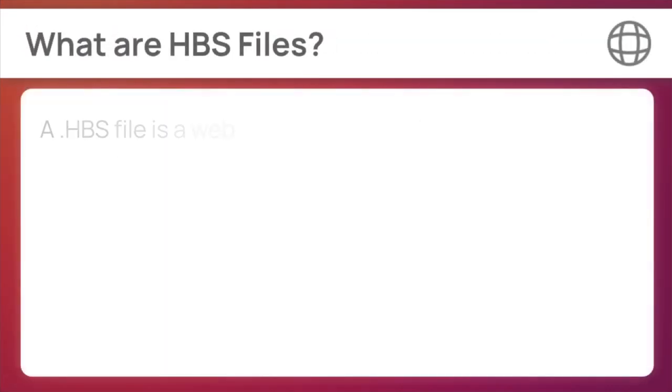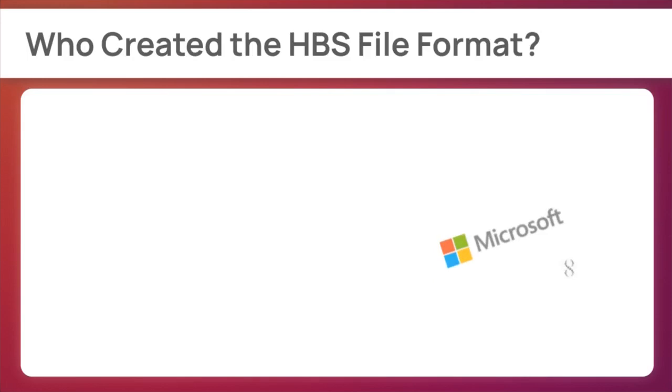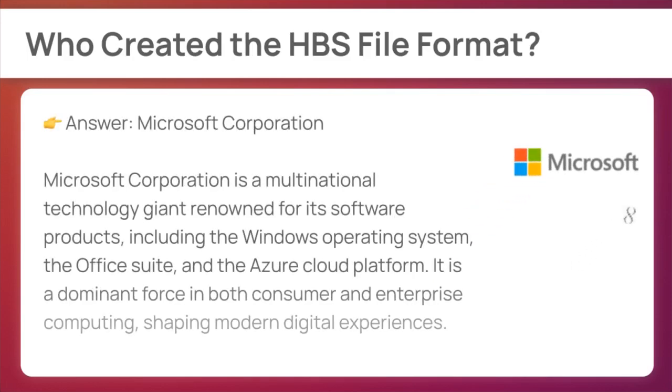A HBS file is a web template created using the Handlebars.js templating language. Web developers use these files to generate dynamic HTML content by combining static markup with data objects. Users search for this to understand how to edit the template syntax or integrate it into their web projects.